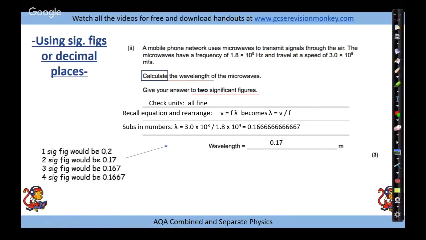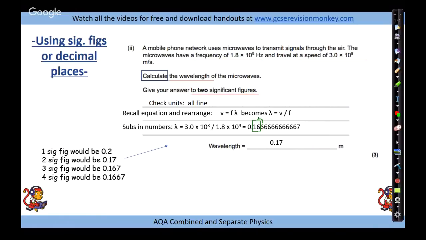So 2 sig fig really does refer to, we've got to write down two numbers. Okay, so I've only written down the two important numbers after the decimal place. But I look at the next number, and if it's above 5, it makes me roll that number up. So my 1.6 is going to become 1.7 because the number after it is bigger than 5. If this number here was 0.163, it would stay as 0.16 because that number there is less than 5.